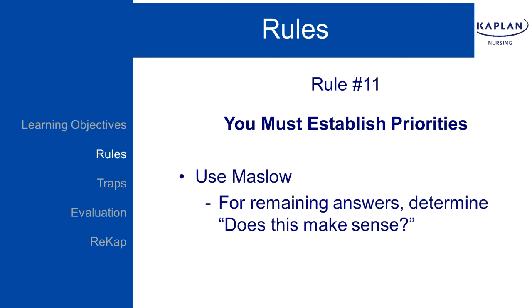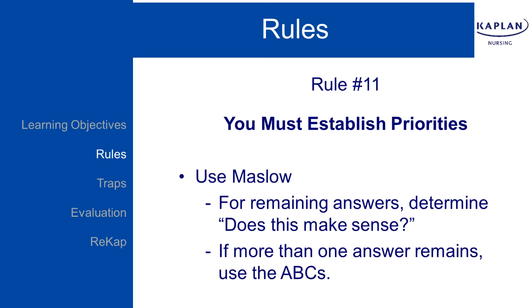For any remaining answer choices, because you've eliminated your psychosocial answers, you have to ask yourself, does this answer choice make sense? Because sometimes they will put physical answers on a situation and it doesn't make sense. So if something doesn't make sense, eliminate it. And for the last choice, if more than one answer remains, use the ABCs.